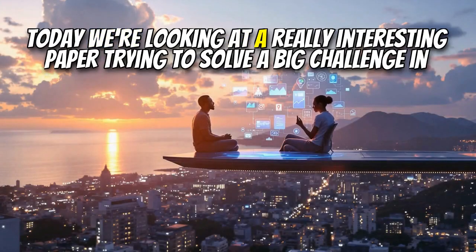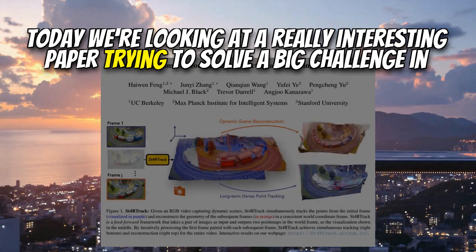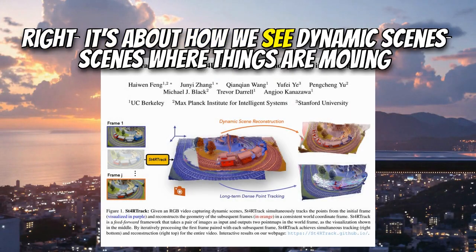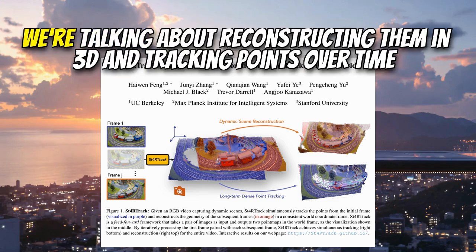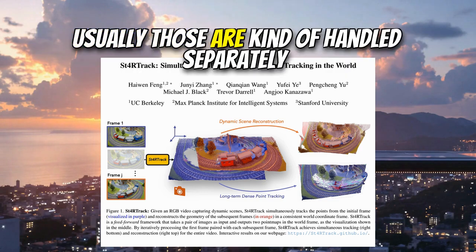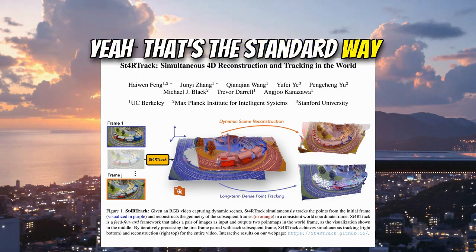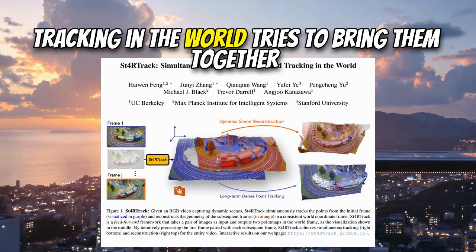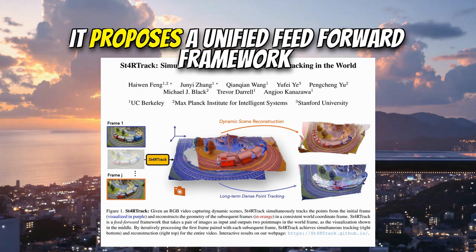Today we're looking at a really interesting paper trying to solve a big challenge in understanding videos. It's about how we see dynamic scenes where things are moving. We're talking about reconstructing them in 3D and tracking points over time. Usually those are handled separately. Yeah, that's the standard way. But this paper, St4RTrack, Simultaneous 4D Reconstruction and Tracking in the World, tries to bring them together. It proposes a unified feed-forward framework.